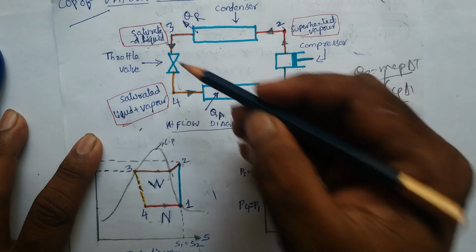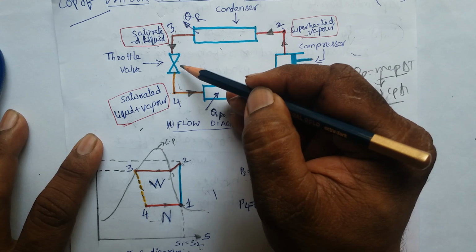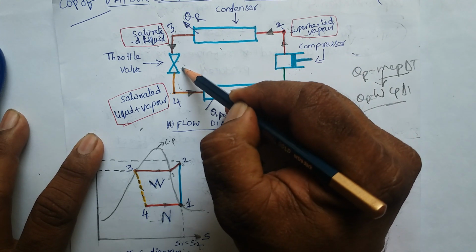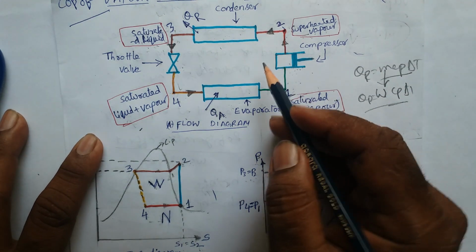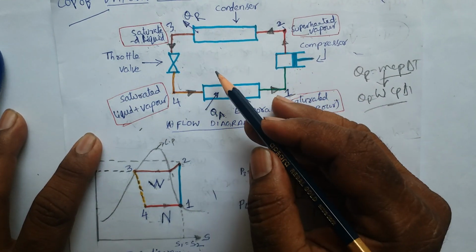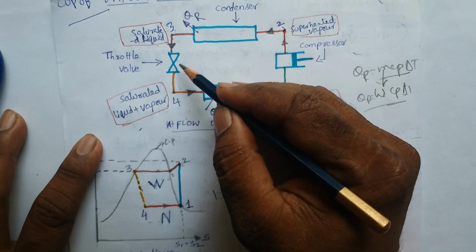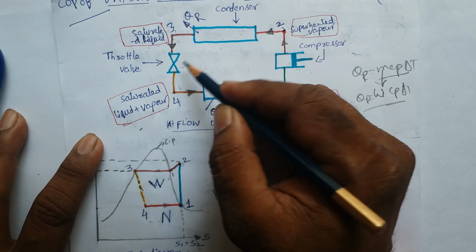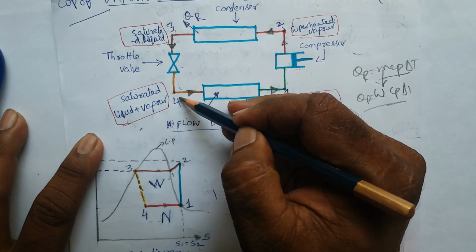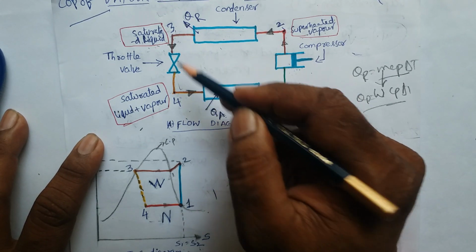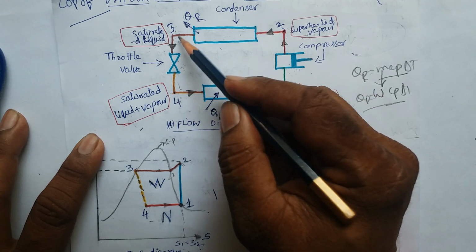Okay. Next process is 3 to 4, expansion through the throttling valve. Throttling process occurs in this valve. All processes in the VCR system are reversible except the throttling process, which is irreversible. That means H3 is equal to H4. Throttling is a constant enthalpy process. H3 is equal to H4.